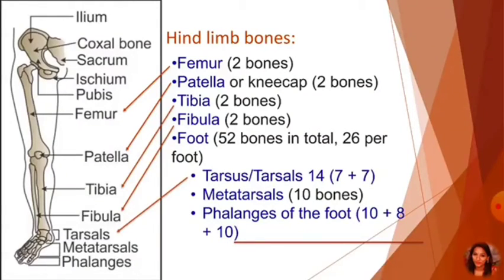In the lower portion there is the tarsus, also known as tarsals, which are 14 in number, 7 plus 7. Metatarsals are also there, 10 bones totally. And the phalanges, the fingers, are 10 plus 8 plus 10. So it is the outermost, then the intermediate and the proximal. So likewise here also there are a total of 60 bones. So this is how our whole foot is situated.